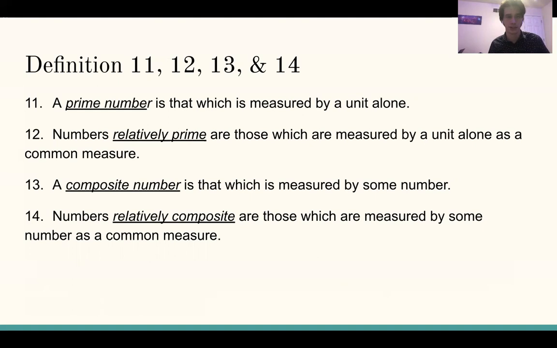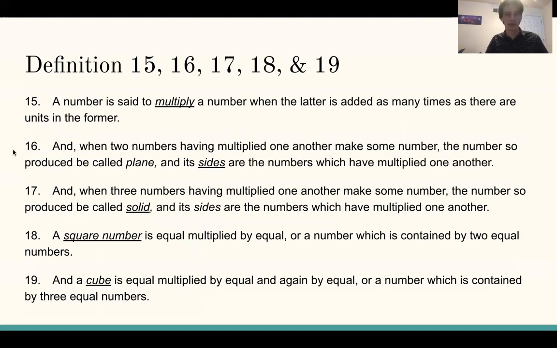And that's shown in number 14. Those 2 numbers, 4 and 12, would be relatively composite. And a composite number is that which is measured by another number, right? So like 6 can be divided by 2 and 3. So moving on, 15 through 19.